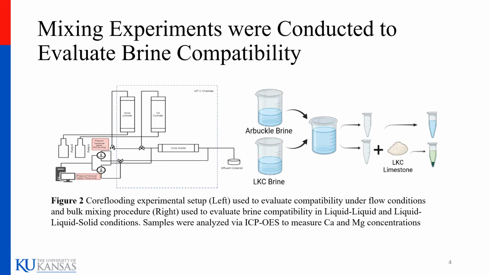To evaluate the geochemical compatibility of the brine samples, a series of mixing experiments were conducted. In the first, coreflooding experiments were conducted by pumping brine from each reservoir through a limestone rock sample to simulate conditions found in the real world. In the second set, brines were mixed alongside limestone powder to evaluate the geochemistry and reaction rates. For both sets of experiments, the resulting liquids were analyzed for calcium and magnesium concentration, and these measurements were used to determine whether precipitation reactions had occurred.